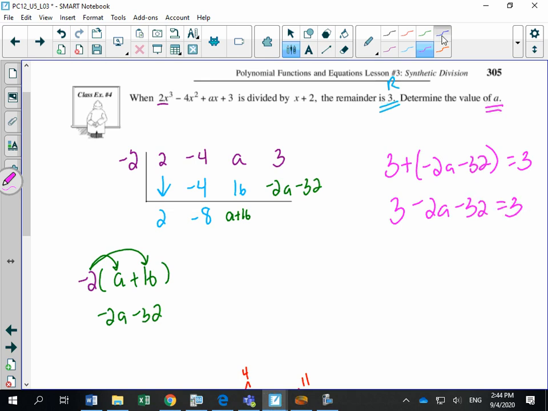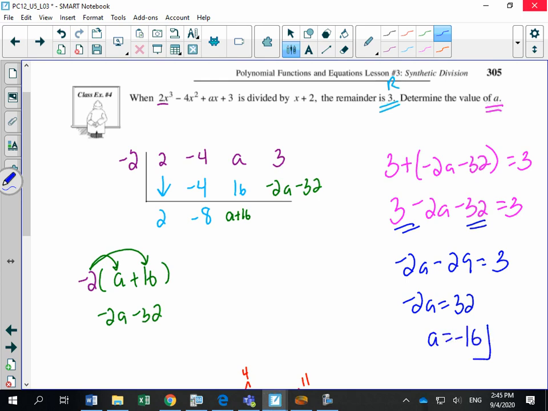And then let's combine our like terms. So 3 and minus 32, that's going to be negative 2a minus 29 is equal to 3. Add that negative 29 to both sides. Negative 2a is equal to 32. Divide both sides by negative 2, and you get a is equal to negative 16.